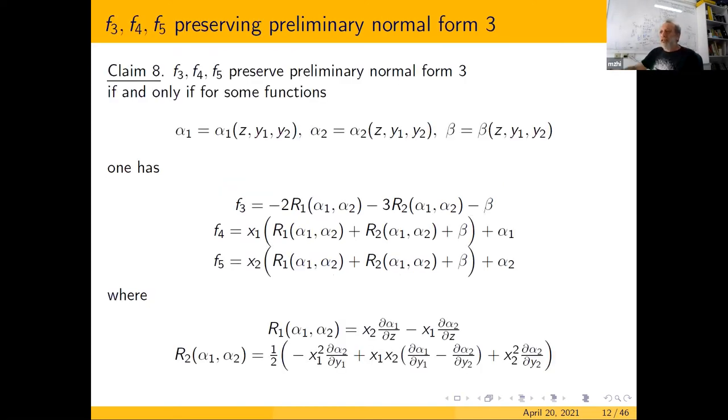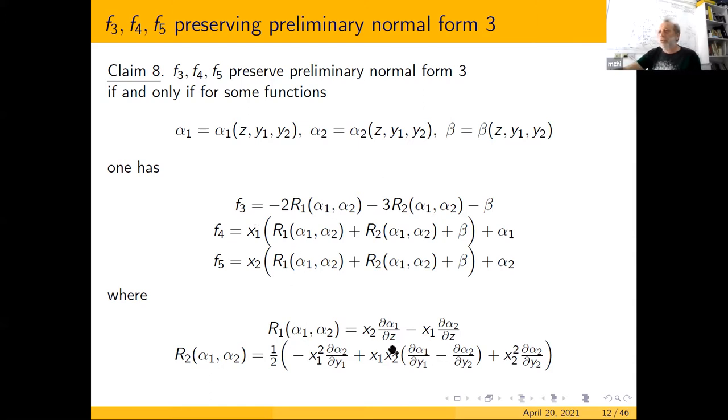You have to know what is yours, preliminary normal form three. And calculation shows that F3 and F4, F5, these three functions, which is your preliminary normal form three, are parameterized by three functions, alpha 1, alpha 2, and beta, which do not depend on x1, x2. They depend only on the variables z, y1, and y2. And F3 and F4, F5 are parameterized in this way by alpha 1 and alpha 2.